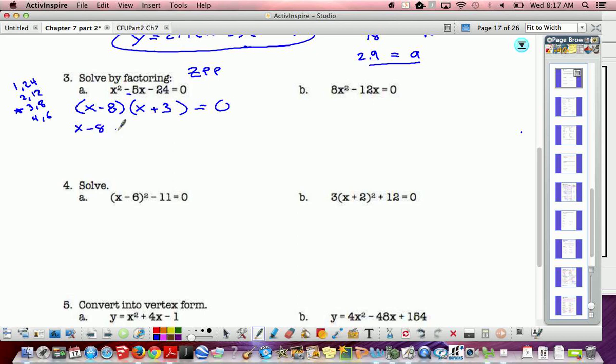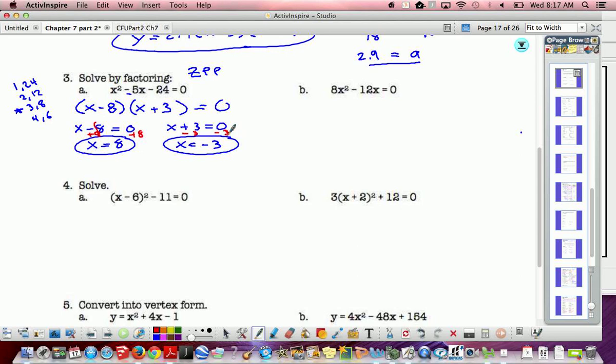So now, set each of them equal to 0. So I get x equals 8, x equals -3. I apologize, I didn't actually show how I got those, but here I would just be adding 8 to both sides, so I get x equals 8, and here I was subtracting 3 from both sides, x equals -3. One of the things you can always do when getting these answers is check them.